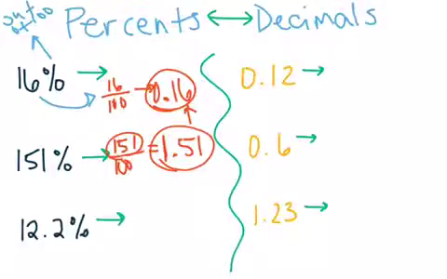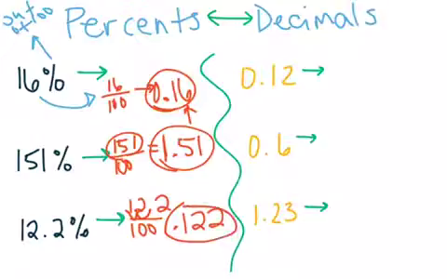And then finally, for our last percent, we would put 12.2 over 100. And then we would change this. So it would be 12.2 over 100. Technically, what we're doing is moving the decimal point 2 spaces to the left. So it would be 0.122 would be your decimal. Same thing here. Here's your decimal point. 2 spaces in would be 1.51.